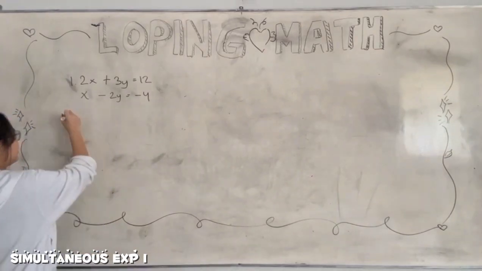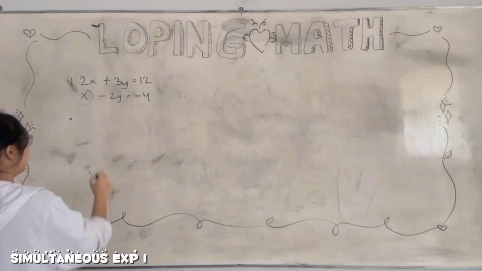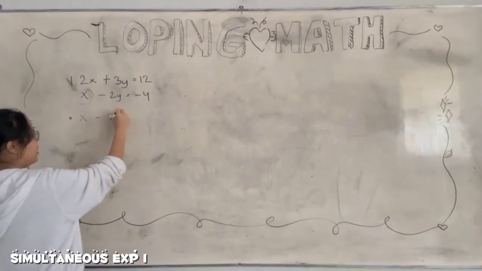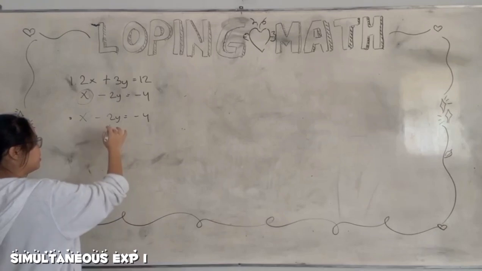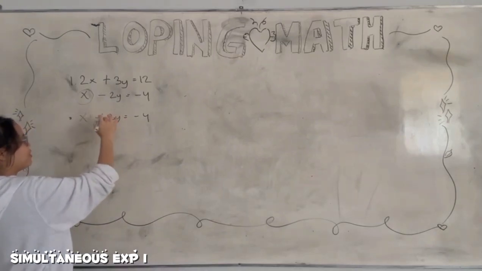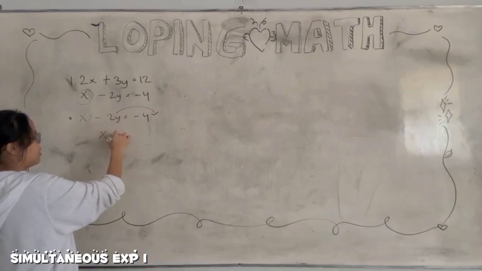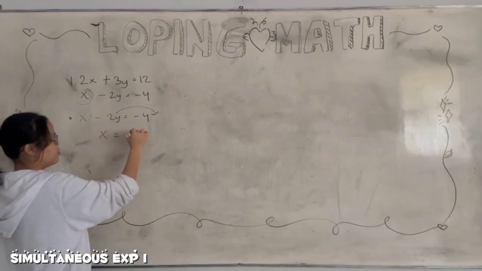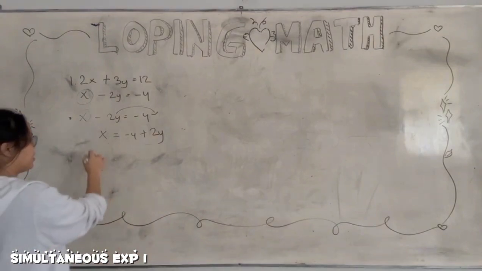Step 1 is we make x the subject. So x minus 2y equals minus 4. And then to make x the subject, minus 2y moves to the right. So x equals minus 4 plus 2y. So the equation is this.